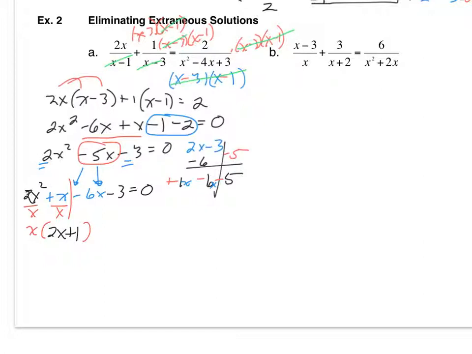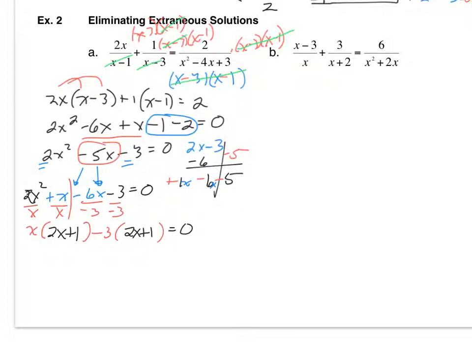And then what's the GCF in the second group? Not just a 3. We want that third term to be positive. So we're going to factor out a -3, and we're going to divide each of these by -3. Anytime that third term is negative, you want to factor out a negative. And so we end up with -6x divided by -3 is a positive 2x, and -3 divided by -3 is a positive 1, and that equals 0.